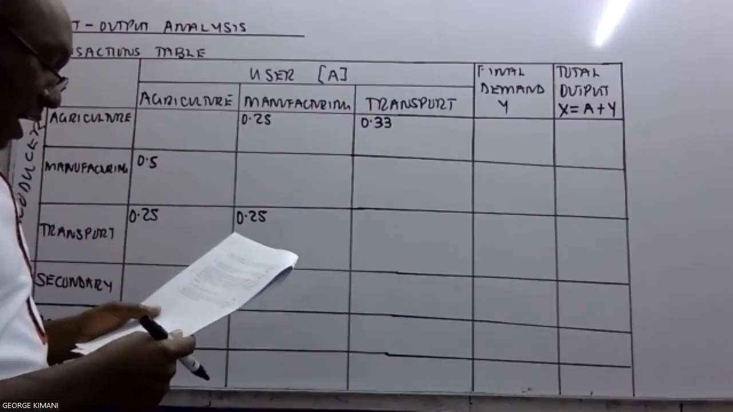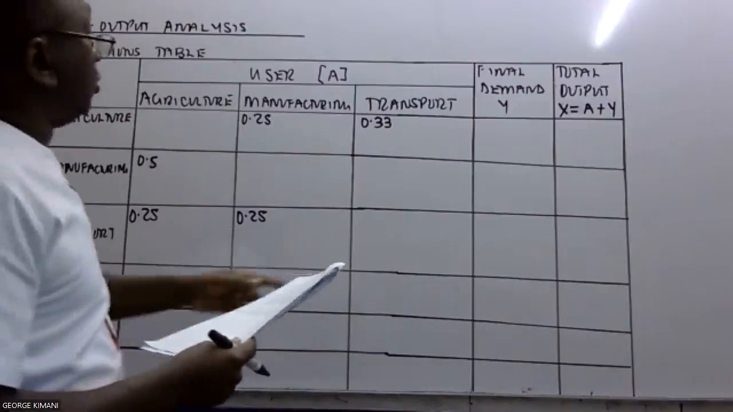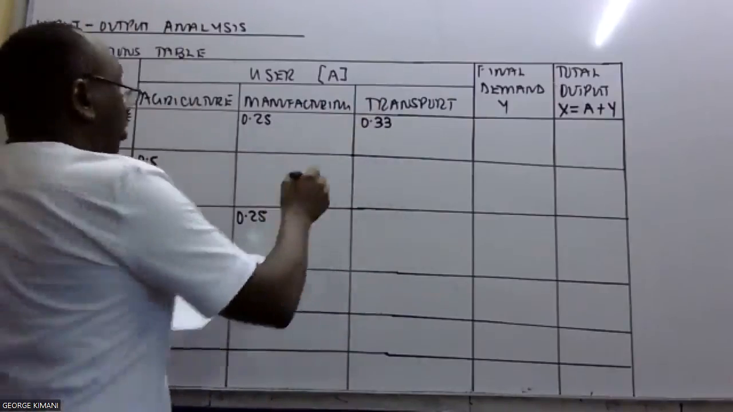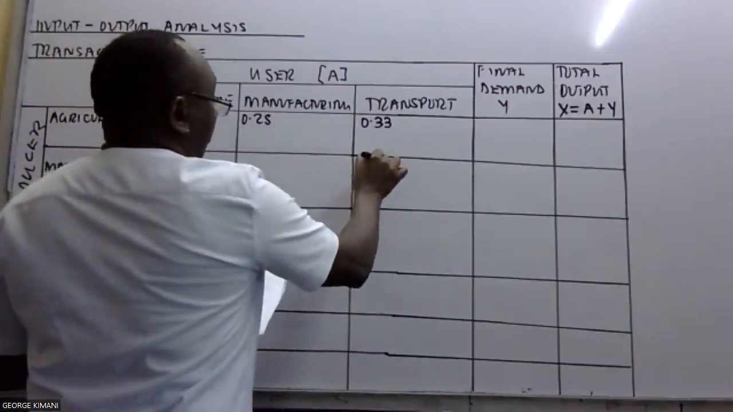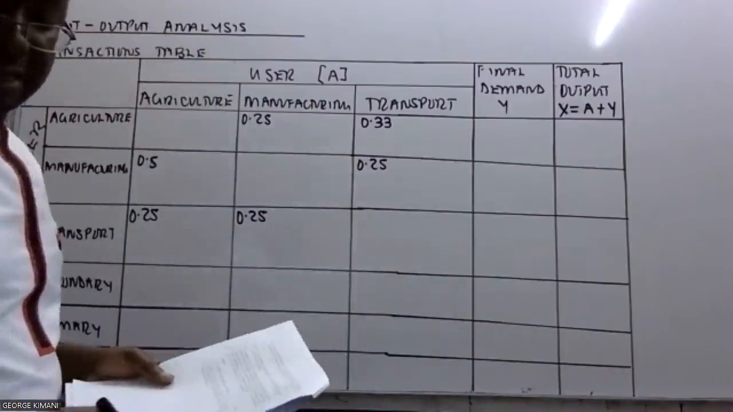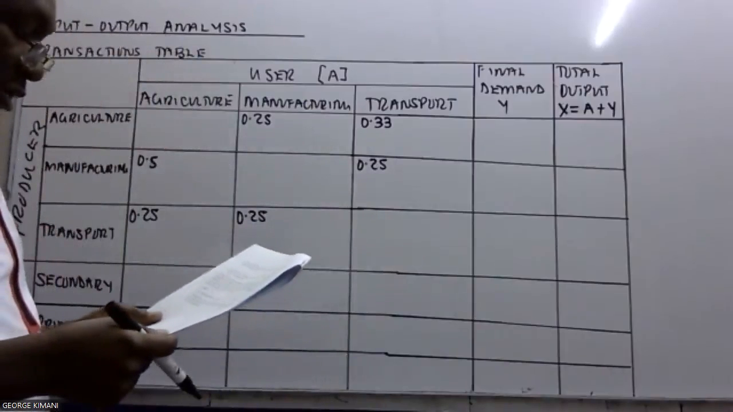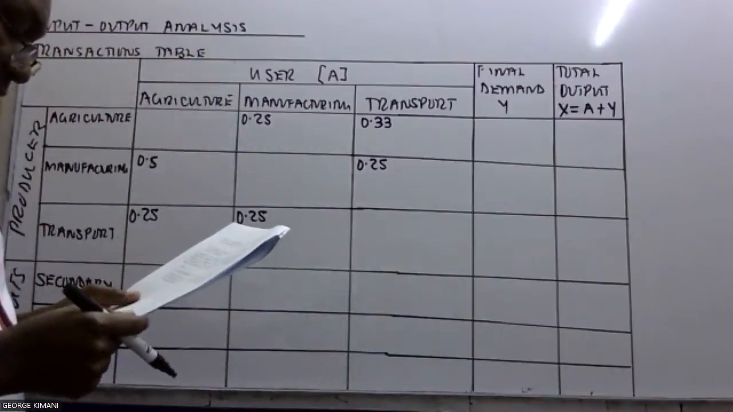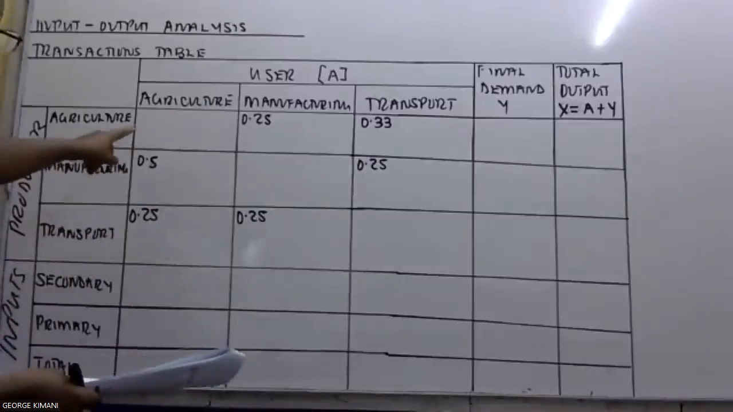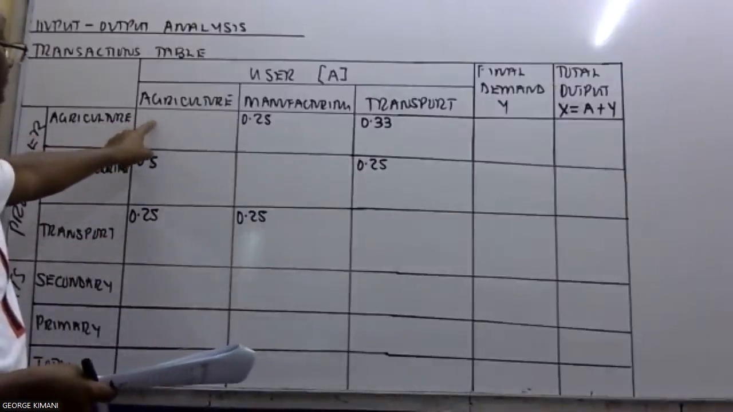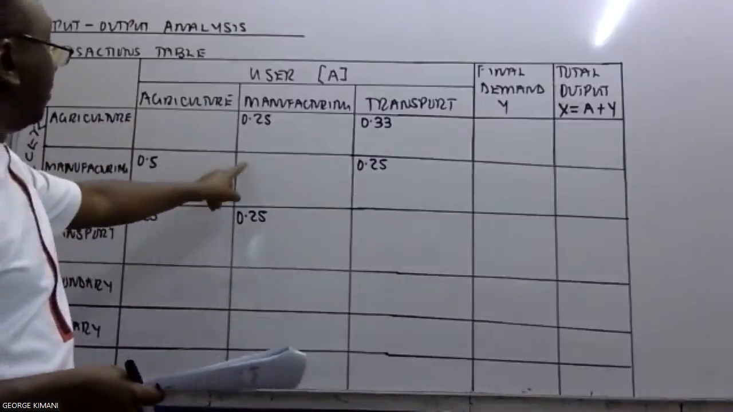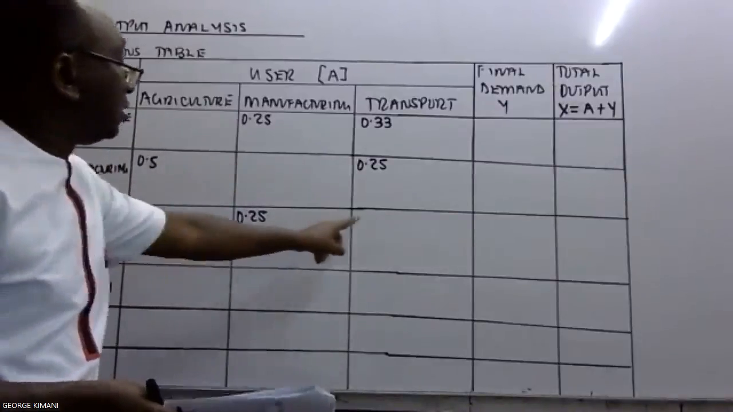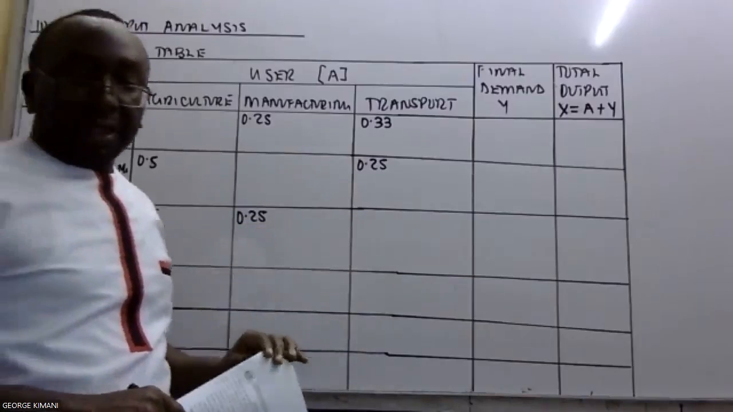Okay. And the input to transport from manufacturing is 0.25. That is how it's recorded. So what I was saying is missing, yes, is we don't have a value here for agriculture. We don't have manufacturing, yes. And we don't have transport. Yes, that is what is missing.